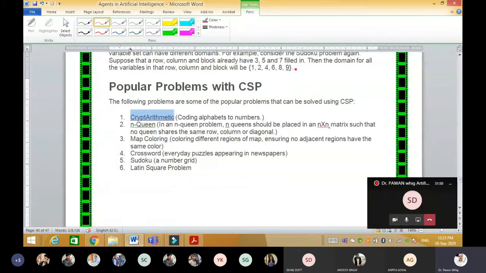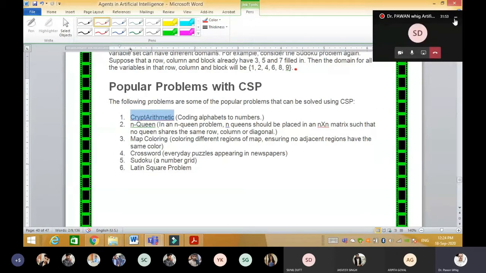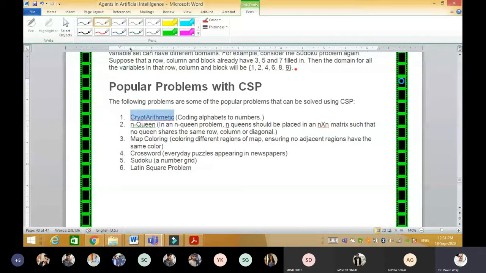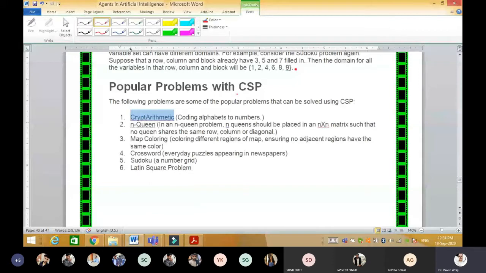Now, a very important thing we are going to discuss is what are the popular problems with CSP present in today's world. What are the various problems of CSP? These are the following six problems, very important. One is the crypto arithmetic. Now what is this crypto arithmetic?